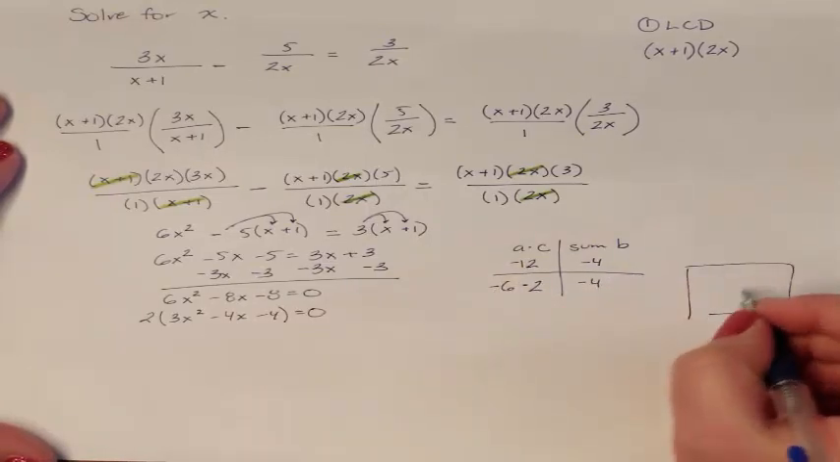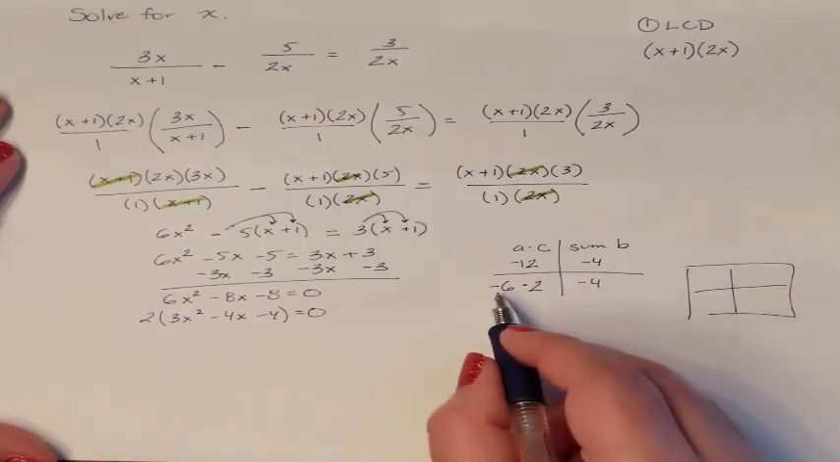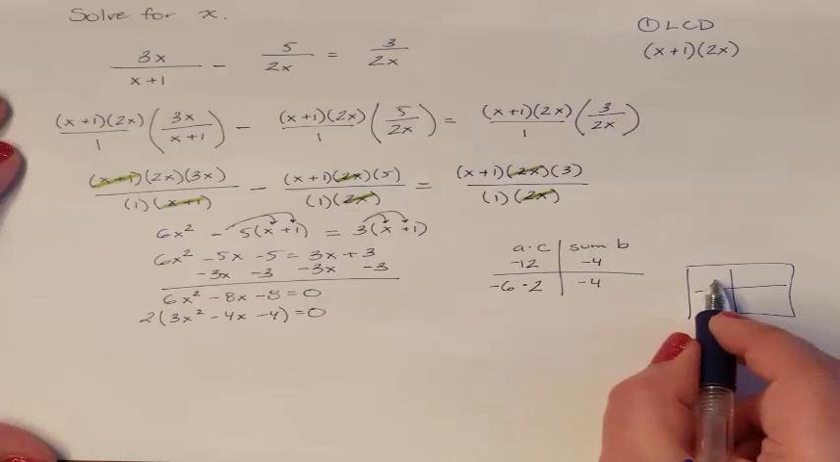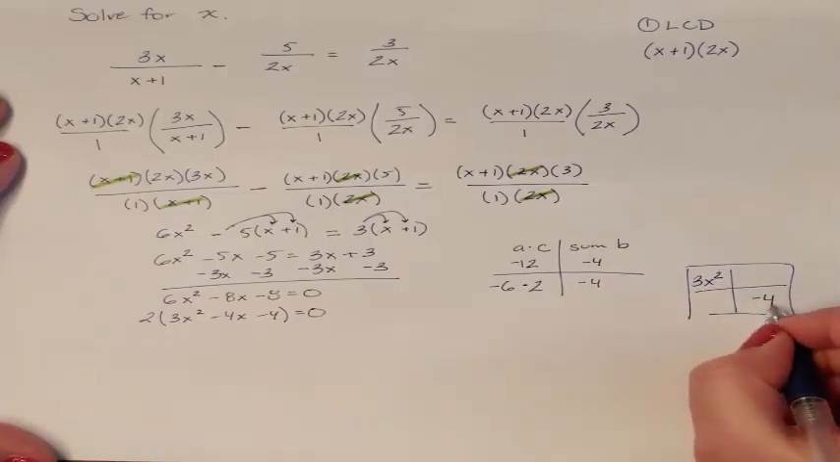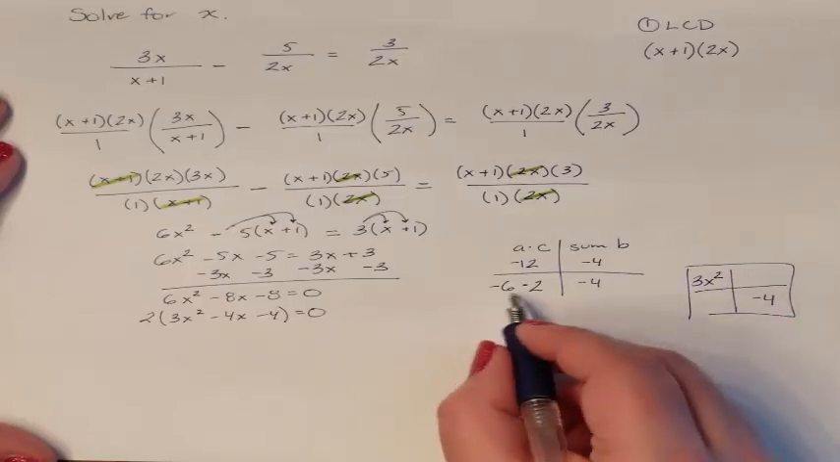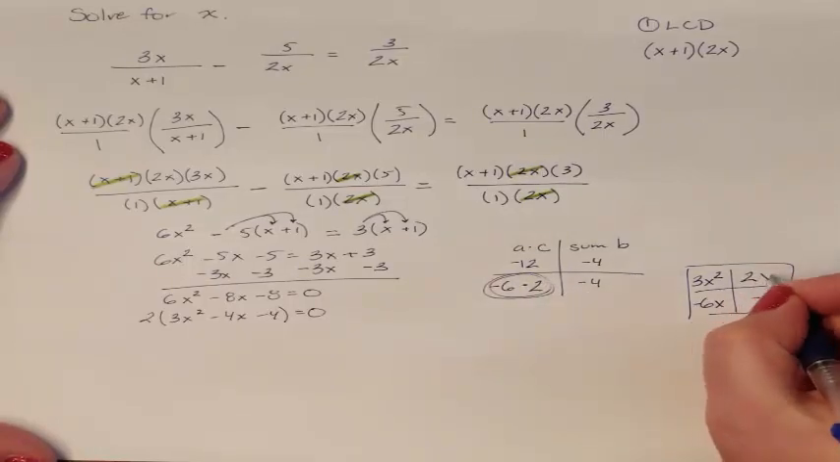So I have to come over here and use my area model, because this is not a 1. I need to find the extra stuff. So right here is the 3x squared. The negative 4 comes in the back. These two come from the numbers that you just found. So this is a minus 6 and this is a 2.